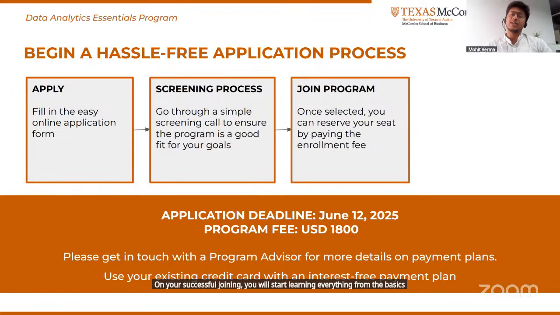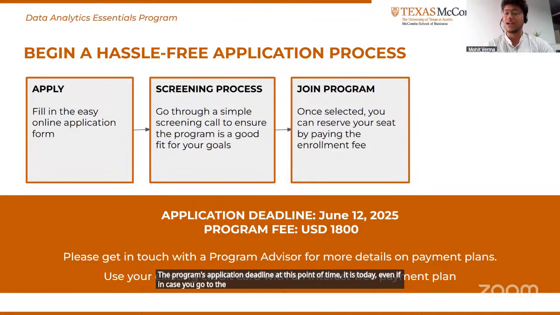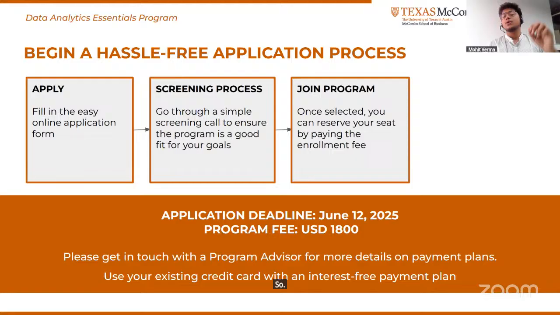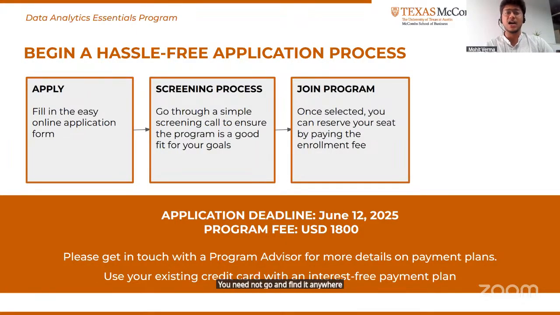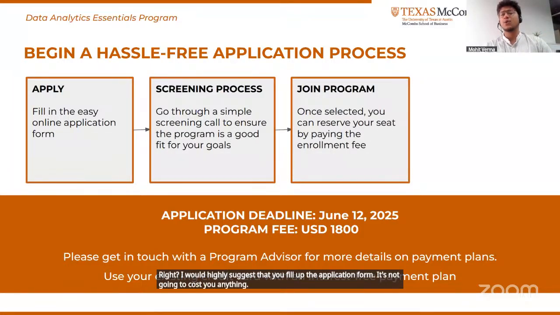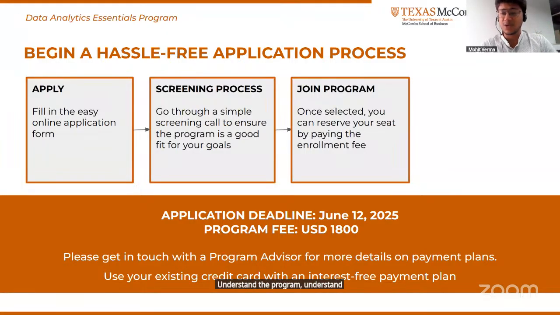As you can see, the program's application deadline at this point of time is today. Even if you go to the Great Learning website, you'll find that today is the deadline of your admission process. So you just need to go and fill up your application. You will find the application form link in the chat itself; you need not find it anywhere. I would highly suggest that you fill up the application form. It's not going to cost you anything. Understand the program, and get yourself screened by a program advisor.